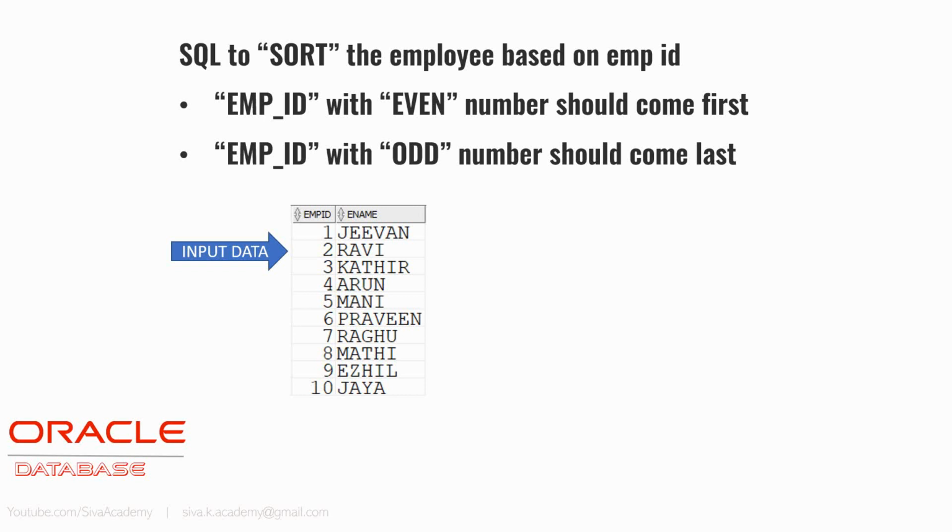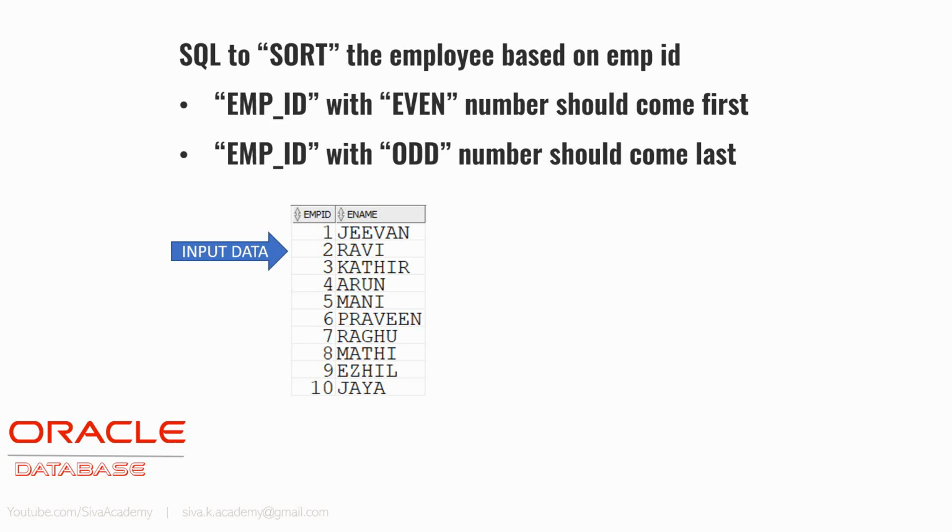So the question is, we are provided with an employee table with two columns, employee ID and employee name. The expectation here is we need to write a query to sort the employee information in such a way that the employee IDs having even numbers should come first, followed by the employee IDs with odd numbers.